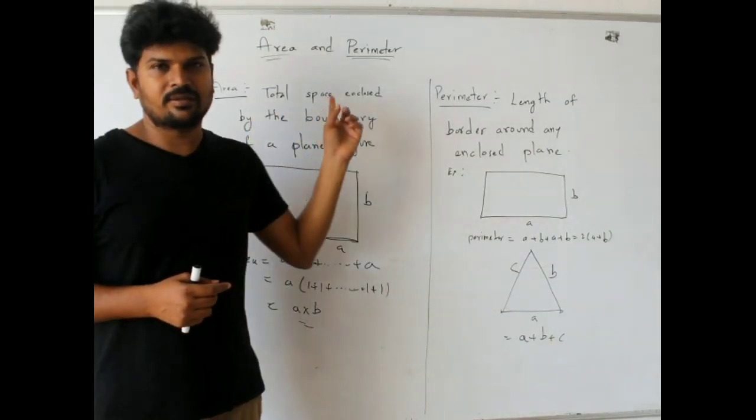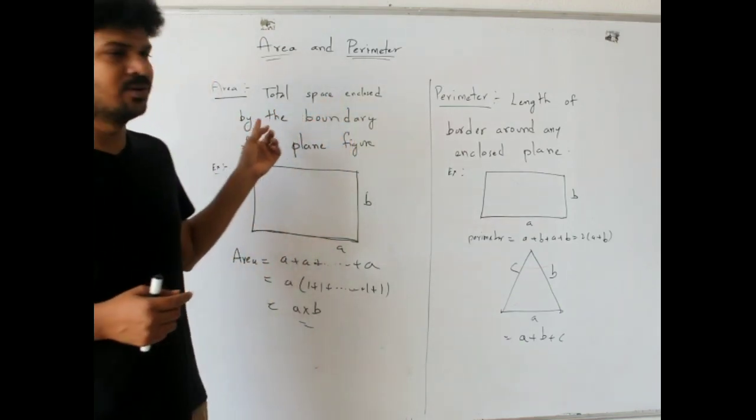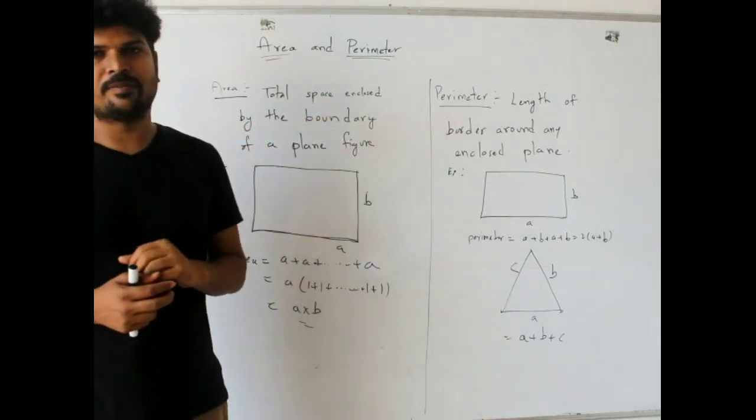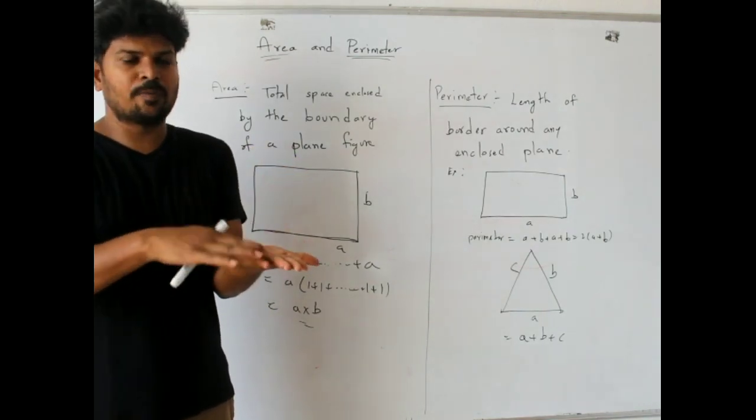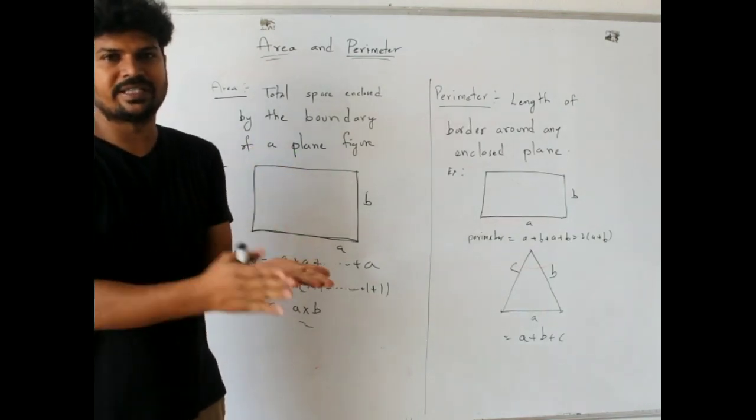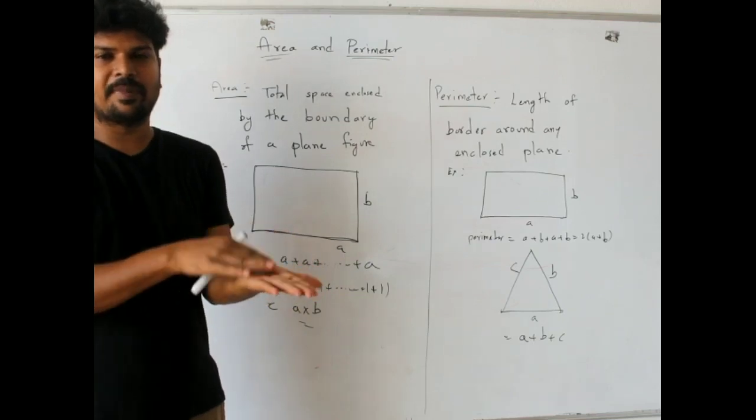So what is the area? The total space enclosed by the boundary of a plane figure. Plane figure: a plane occupies only two dimensions, that is, one is the x direction and the other is the y direction. Then it is called a plane.